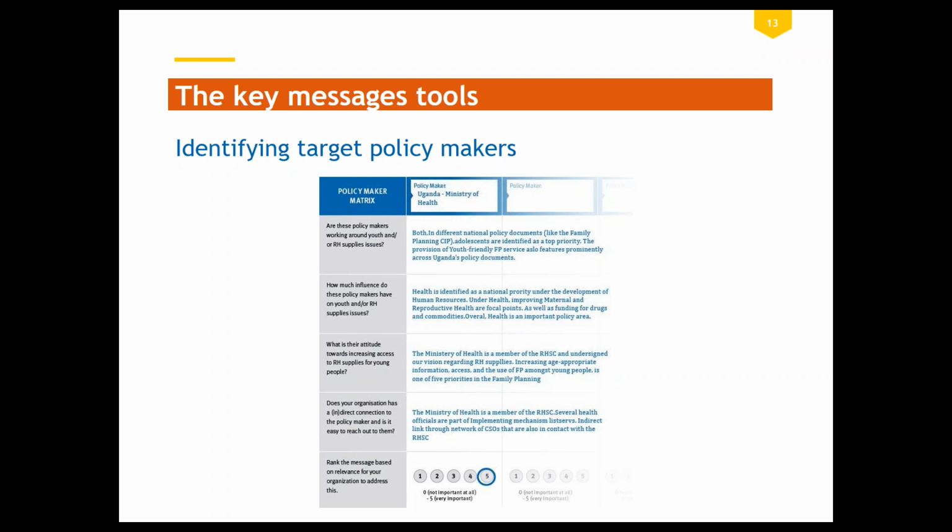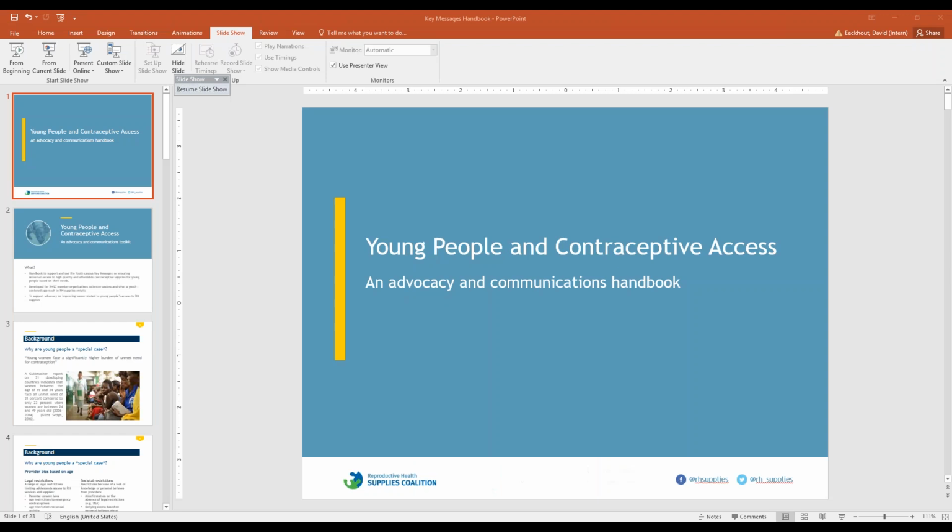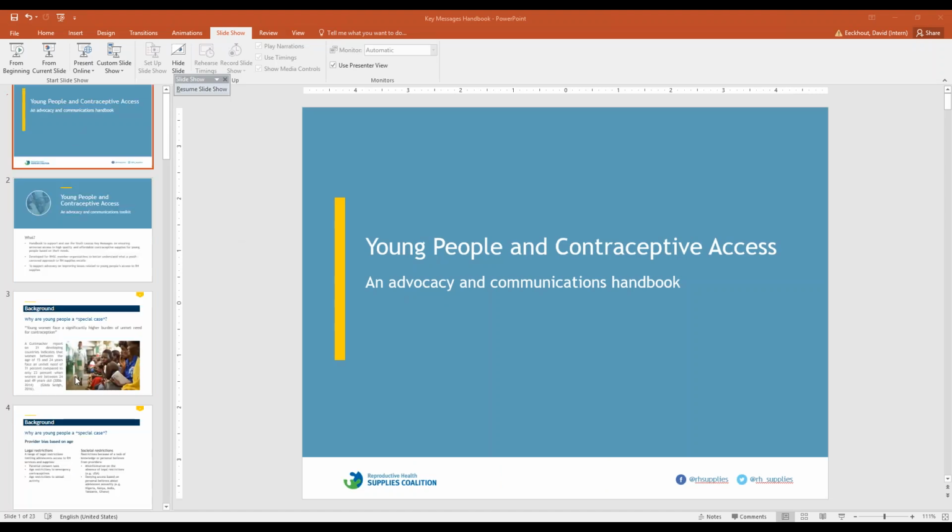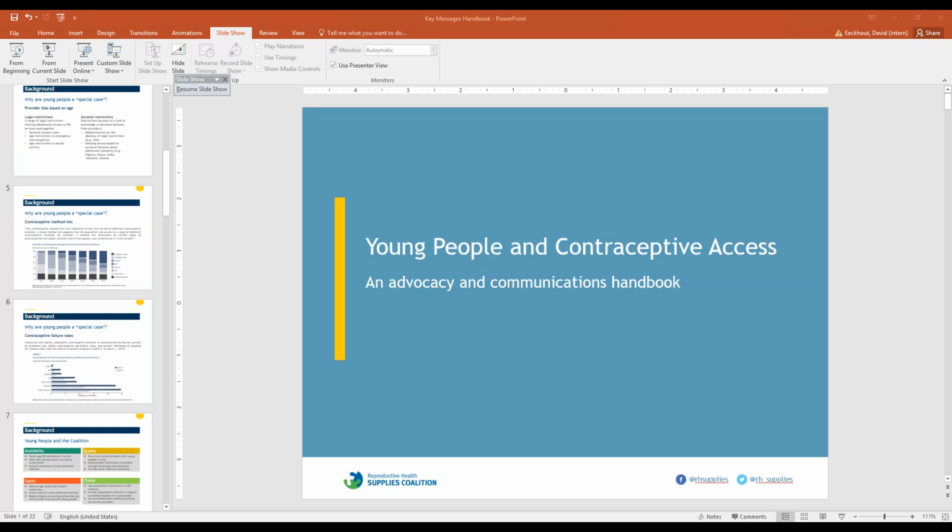For example, it might be easier to gain support from the Ministry of Finance if you use a cost efficiency approach instead of a human rights framework. By pointing out the gains that you can have from investing in youth-friendly information, you will be able to get more support from them than when you focus on a human rights framework.